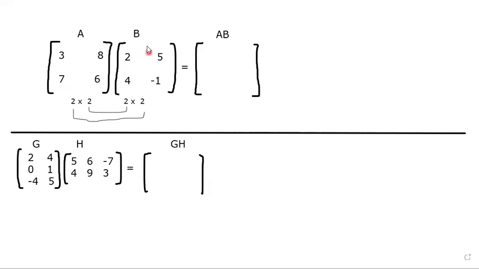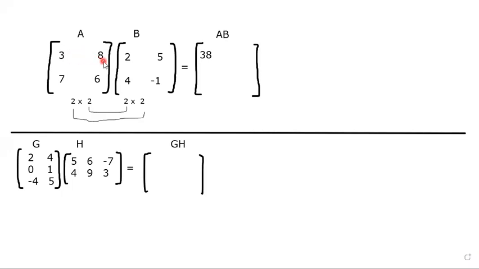So it takes a while to get used to doing it the first time. We just have to make sure that we remember that rows in a matrix are horizontal, and columns are vertical. So now let's look at this one. First, the first row of A and the first column of B. We have 3 times 2 plus 8 times 4. That is 6 plus 32, which gives us 38.